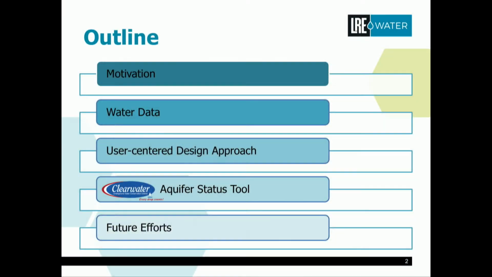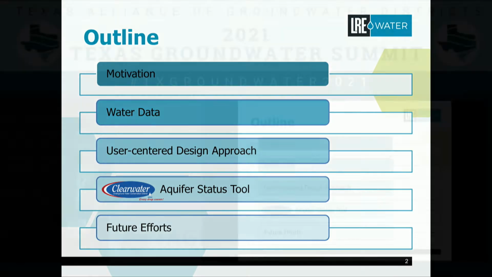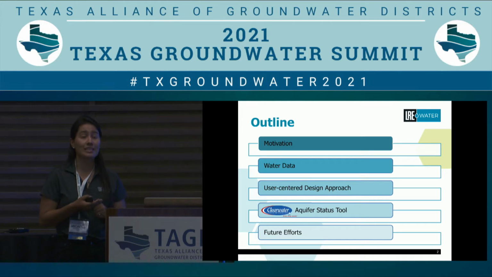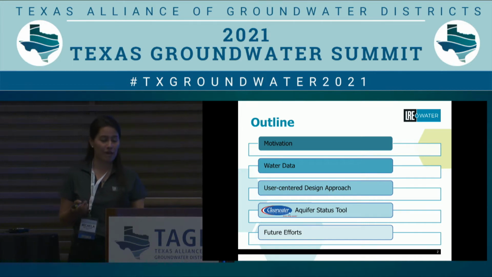I'm going to start out by going to the heart of the matter, which is why we need data analysis and visualization in the first place, how we can apply it to the kinds of water data we work with, and how to center our tools and apps on the end user. I'm going to show you a practical example of us doing this with the Clearwater Underground Conservation District with their Aquifer status tool, and I'll share a couple of ideas for some future efforts we have in regards to that tool.